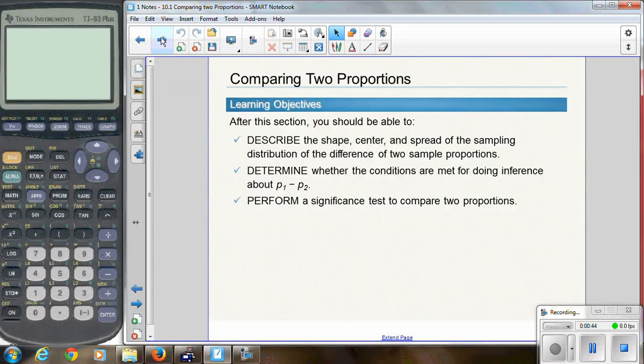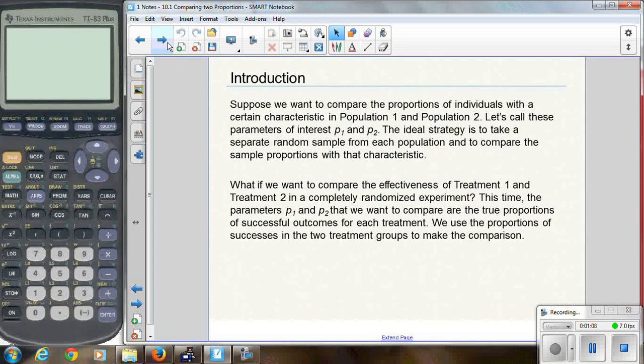The outcomes for today's lesson are basically to understand the sampling distributions for the difference between two proportions, look at conditions for inference, and then also to perform a significance test comparing two proportions. And you're going to see that all the processes that we go through are just very similar to the ones that we've already done with single samples. The formulas are a little bit more complicated, but we'll get into them later.